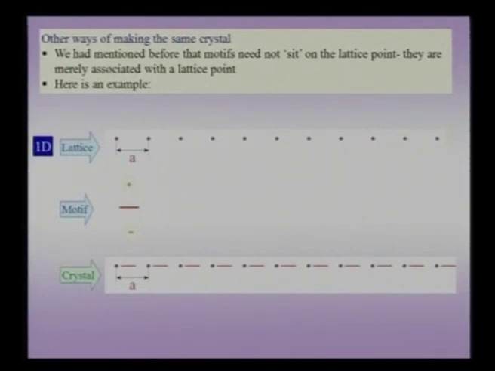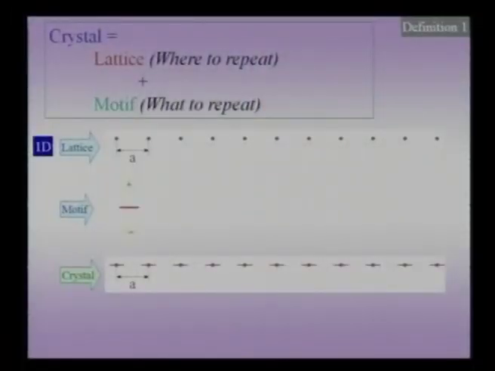Its description would be exactly identical to the previous crystal. The only difference is the way we have put the motif relative to the lattice point, and this is just a convenience we may use for certain reasons. Nevertheless, the crystal we have obtained is exactly identical to the crystal we had previously obtained, wherein we had placed the motif directly on top of the lattice point.